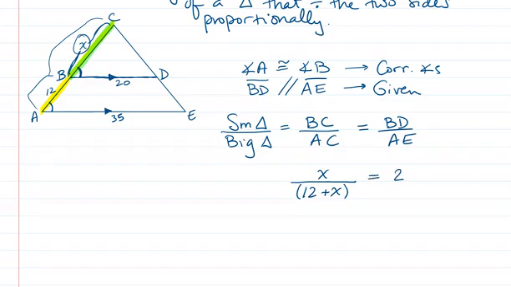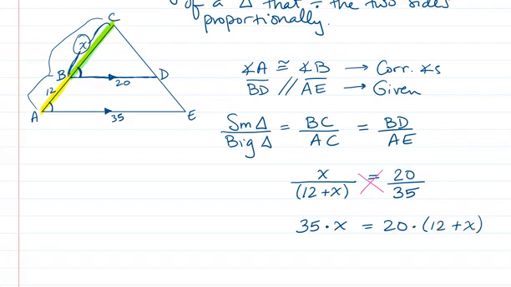All right, BD is 20, AE is 35, and look, we have a proportion. We can now cross multiply, and we get 35 times X equals 20 times (12 + X). So 35 times X is going to give us 35X, and 20 times (12 + X), we're going to distribute that. So 20 times 12 is 240, and 20 times X is 20X.